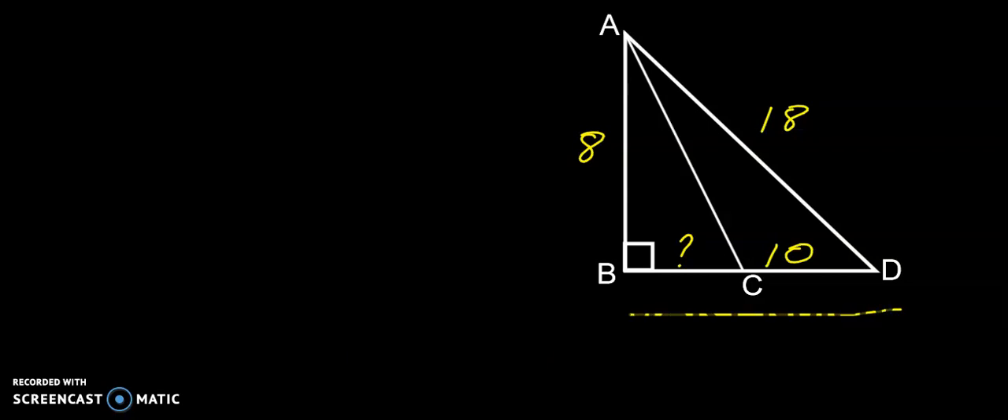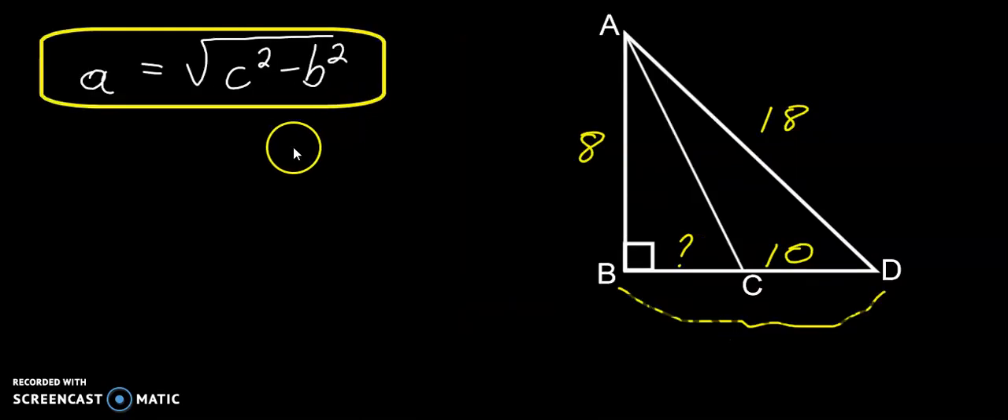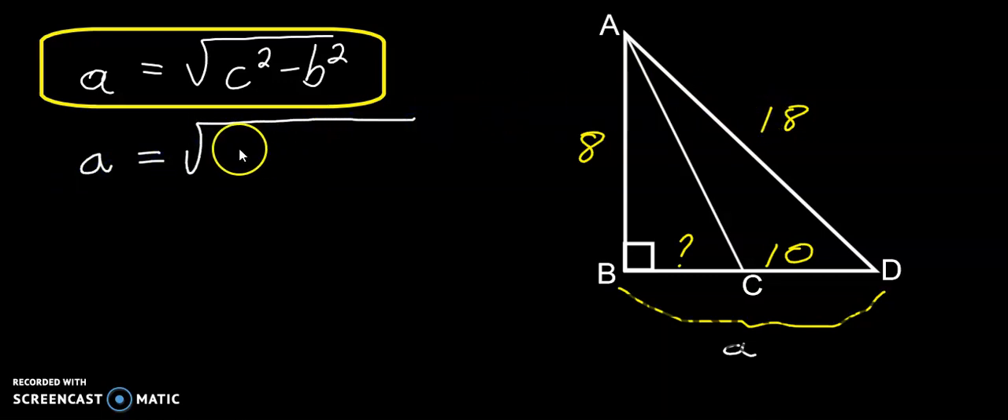Okay, so let's try and find that. And remember the formula when looking for one of the sides. This is the side that I'm looking for. What is the formula when we're looking for one of the sides? Let's write it down. In order to find BD, this whole thing, I'm going to use the 18 and the 8. Let's call this whole thing small a. Then a equals the square root of the hypotenuse, which is 18, so 18 squared minus 8 squared.